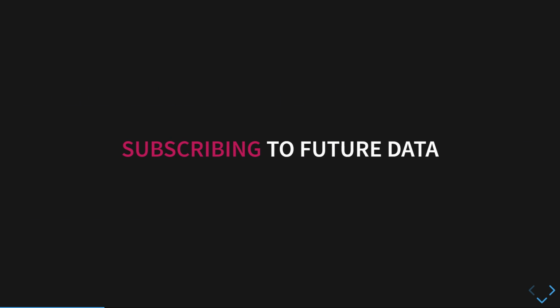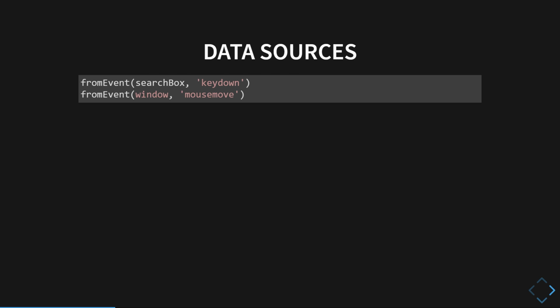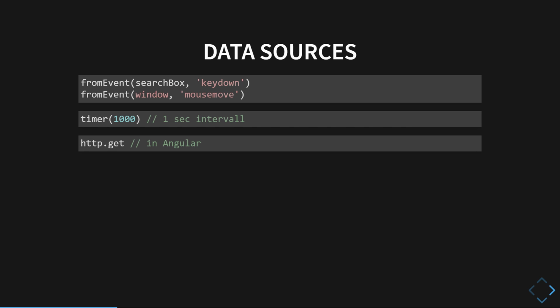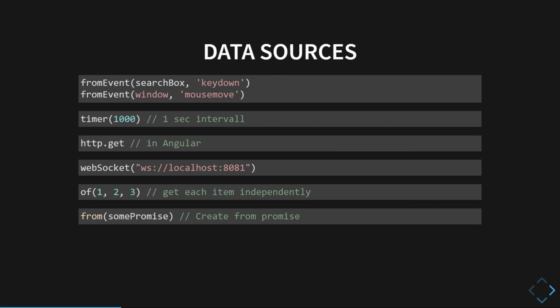The core concept is subscribing to future data that you do not know when will be returned to you, but you want to execute some code when it happens. It all starts with data sources, like fromEvent, which allows you to wrap around already existing events like window mouse move, and your favorite search box, .keydown. Another data source is a timer that executes each second, or in Angular, http.get. You have also, for example, WebSocket, or a simple list of items that's returned one after another, or you can even wrap from a promise to an observable data source, and many, many more.